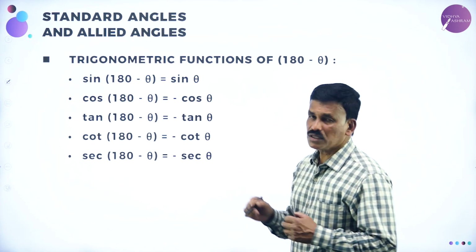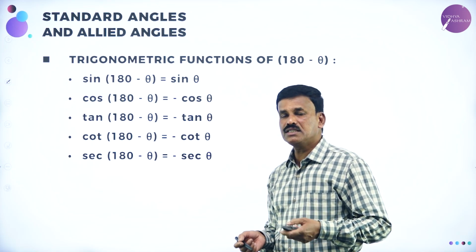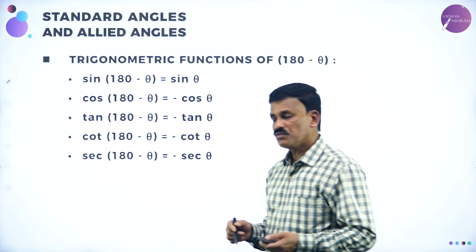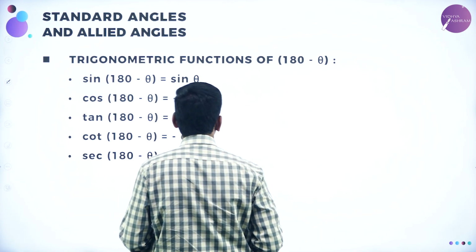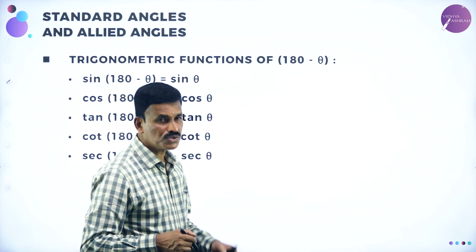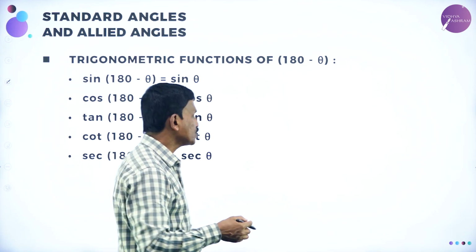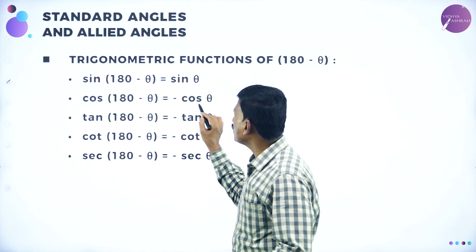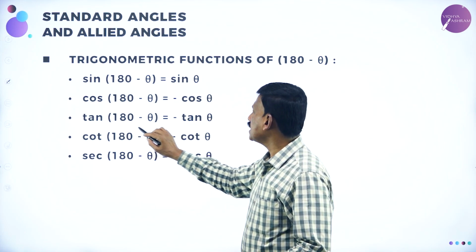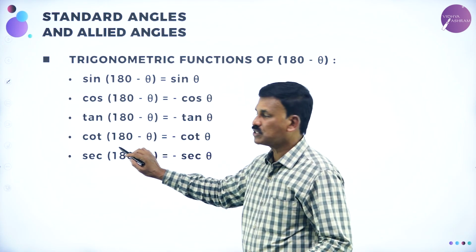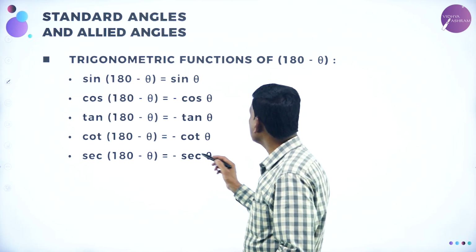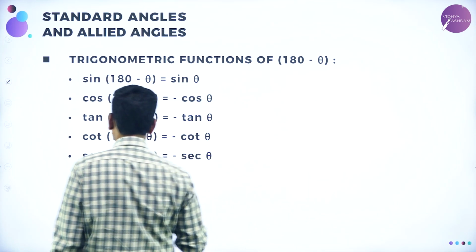Hope you followed. Now, similarly, you can write the trigonometrical ratios of 180 minus theta. For 180 minus theta, I will go straight to the ratios. Listen to me. Sin 180 minus theta is sin theta, cos 180 minus theta is minus cos theta, tan 180 minus theta is minus tan theta, cot 180 minus theta is minus cot theta, and secant 180 minus theta is minus secant theta.